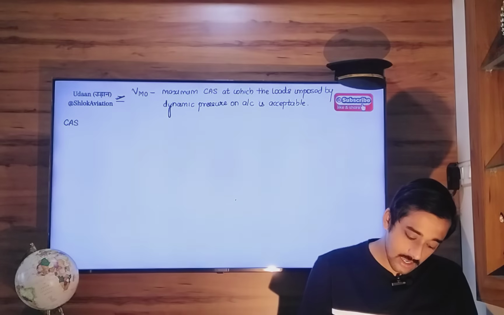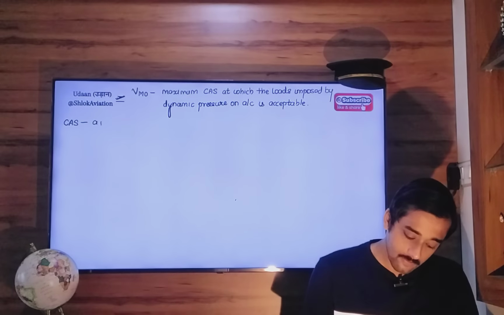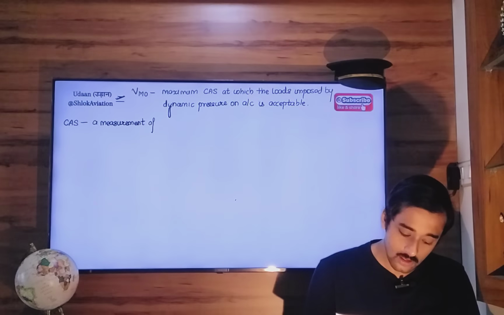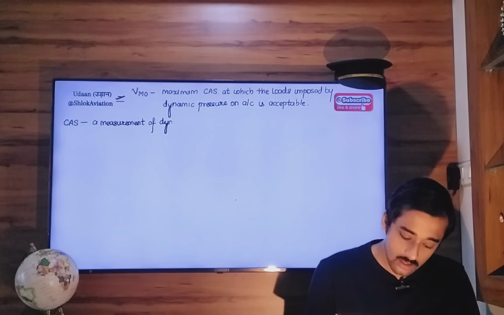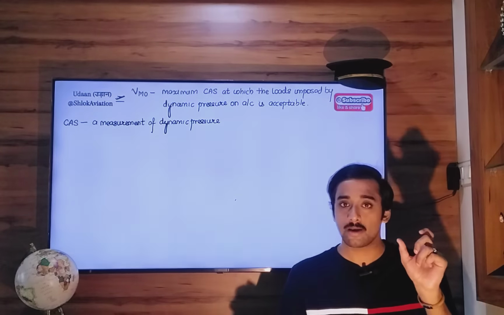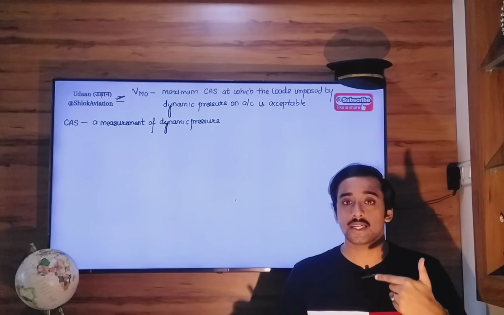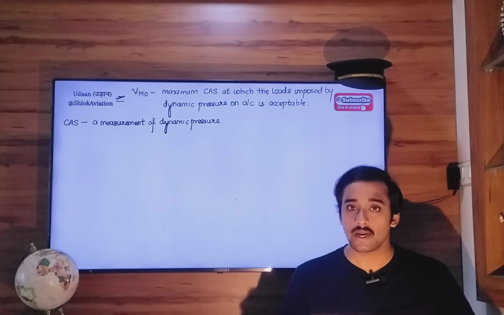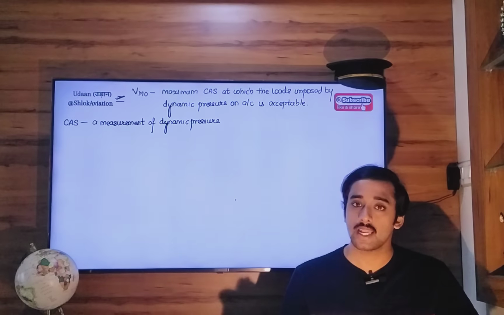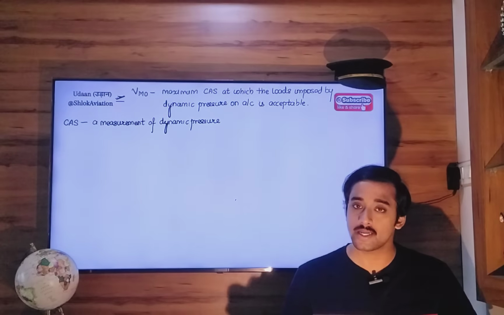Calibrated airspeed is nothing but a measurement of dynamic pressure. Right? Your airspeed indicator measures dynamic pressure. That dynamic pressure is translated into indicated airspeed information, which is corrected for position error and represented as calibrated airspeed. So that is your calibrated airspeed.